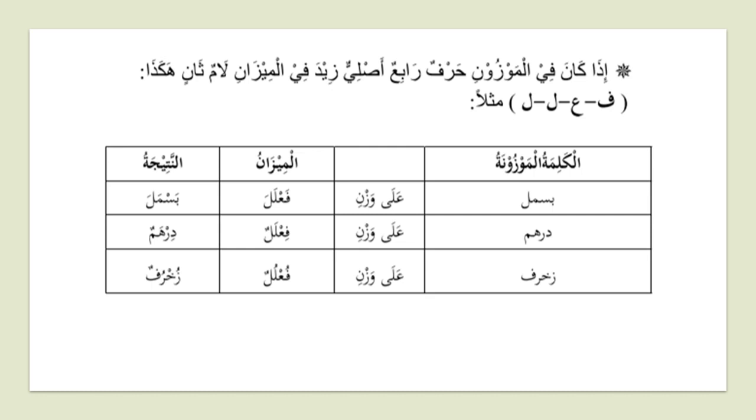If we were to look now at the first example, we have basmala. Basmala, which means to say Bismillah. So the ba here corresponds to the fa. The sin will correspond to the ayn. Then the mim will correspond to the lam. However, basmala has a 4th letter, which is that lam at the end. So now what we do is we increase the scale by an extra lam. So now we have fa'lala. Basmala is on the scale fa'lala.